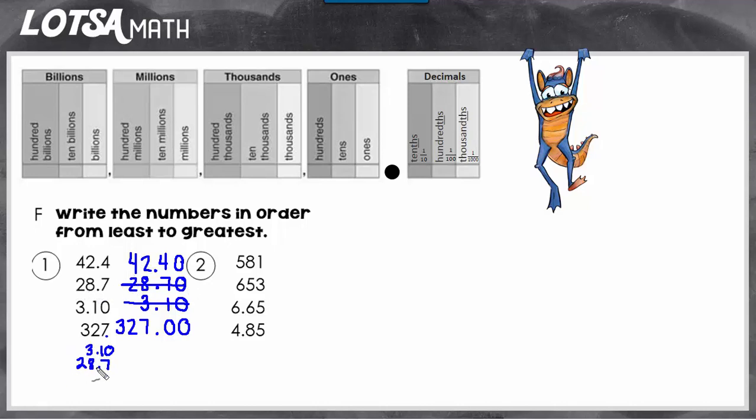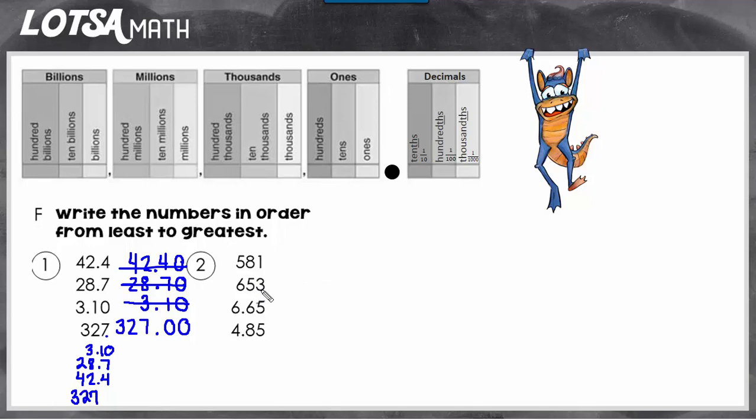So next would be 42 and 4/10. Again, you could say 40/100, but the original number was 4/10, so I'm going to leave it that way. And then the last one that we're left with is 327. So now those numbers are in order from least to greatest. So let's look at number 2.